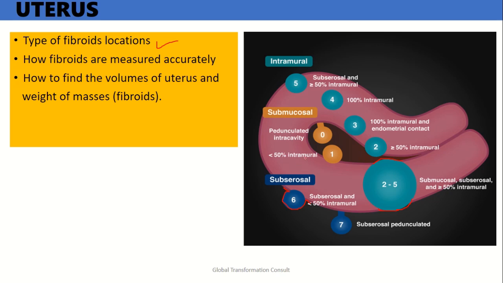Then you have the intramural location, part of it in the myometrium, part of it in the cavity of the endometrium. So this is intracavitary and also intracavitary pedunculated, or pedunculated intracavitary. It is hanging in the endometrial cavity with a stalk. So this is a stalk, a stalk or peduncle. So this is called a stalk.